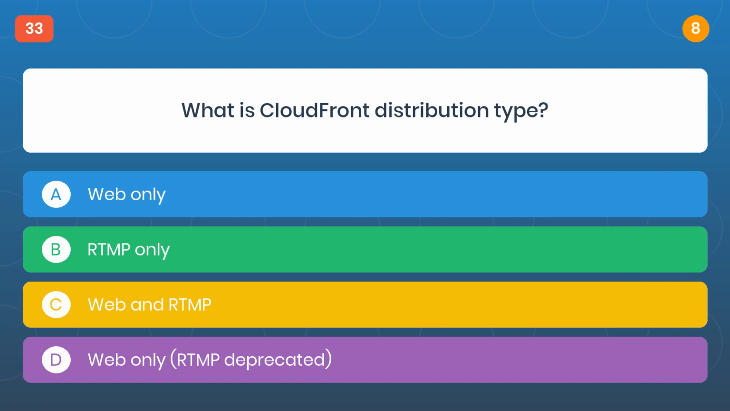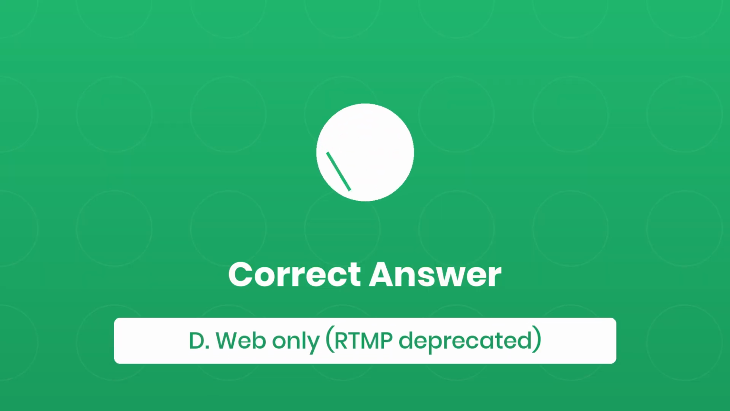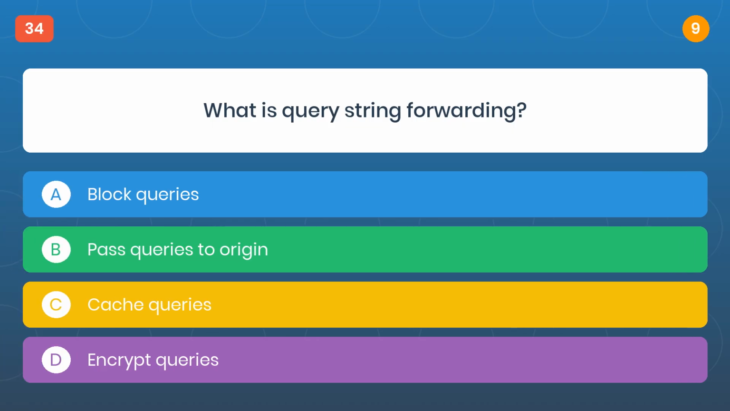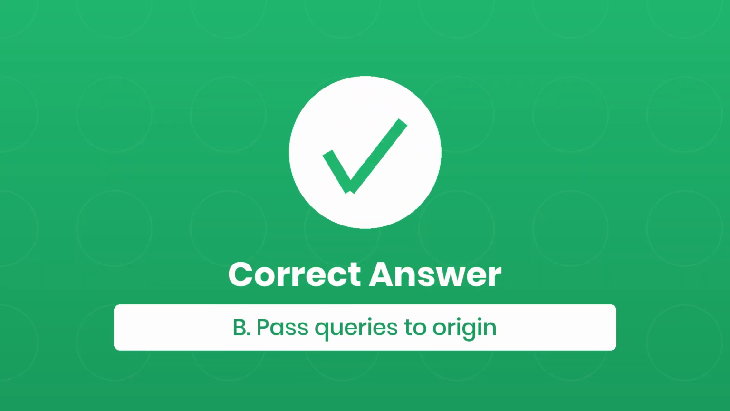Question 33. What is CloudFront distribution type? The correct answer is D, web only, RTMP deprecated. Question 34. What is query string forwarding? The correct answer is B, pass queries to origin.